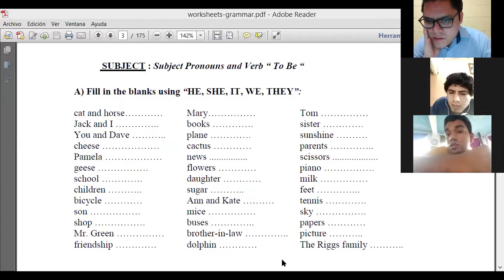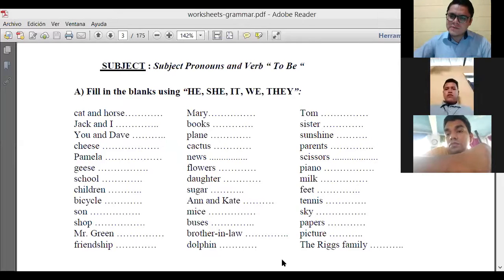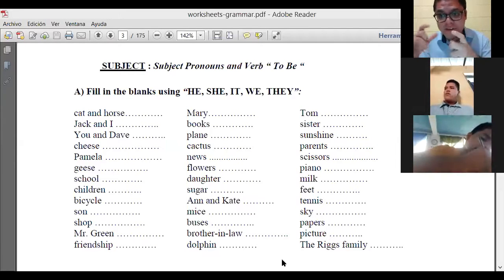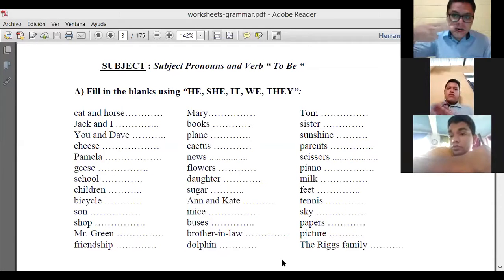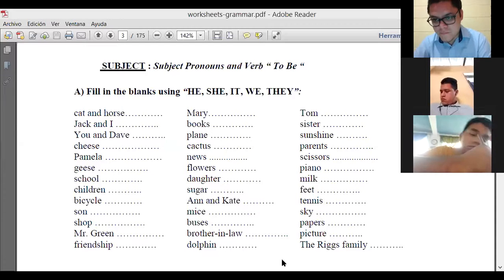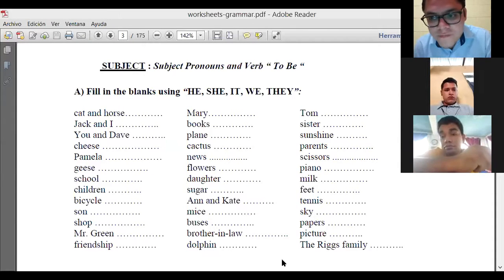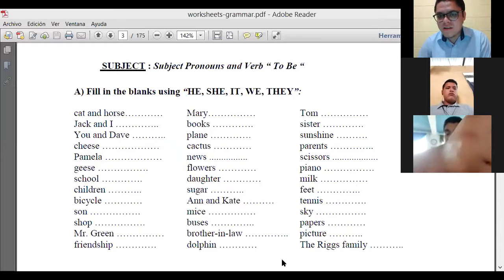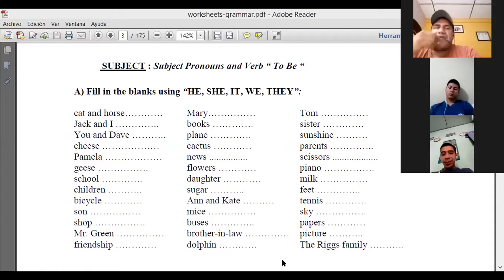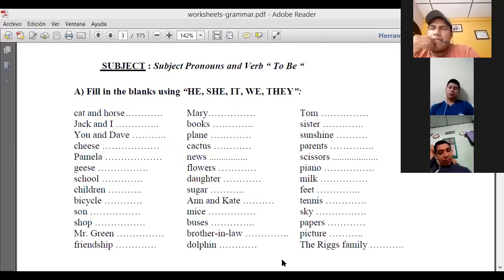Scissors. It. Scissors. They. Because you're referring to the object that you use to cut, right? So it, scissors. Actually, it's they. Scissors doesn't have a singular form. It doesn't have a singular form. Only plural.